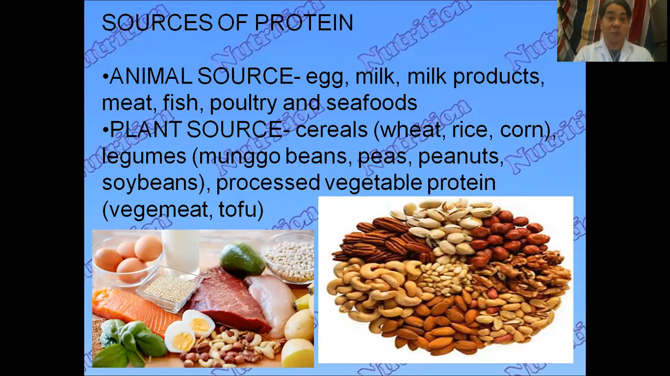What are the sources of your protein? We have your animal sources and your plant sources. The animal sources come from egg, milk products, meat, fish, poultry, and seafoods, while your plant sources come from your cereals, legumes, and processed vegetable protein.